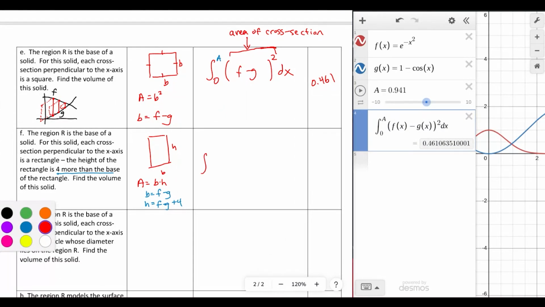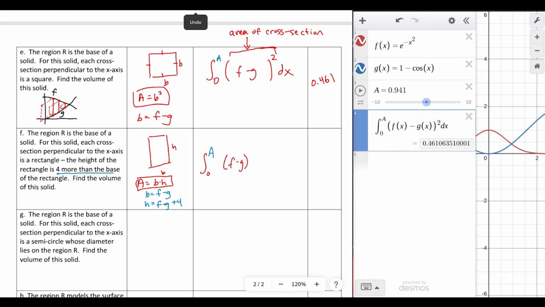So we'll find our integral from 0 to a once again, except we have base times height. This is really what the cross section is going to be. So we've got the base, which is f minus g, times the height, which is f minus g plus 4, and then dx.